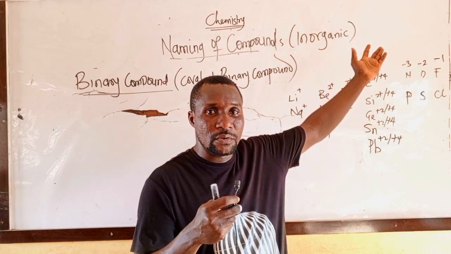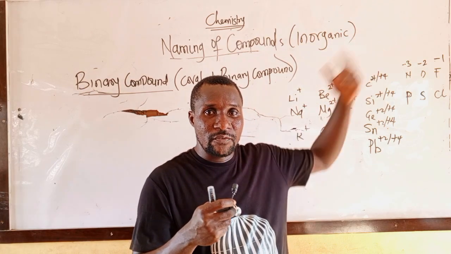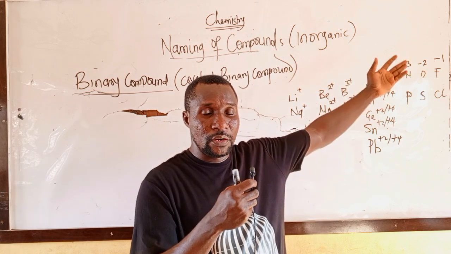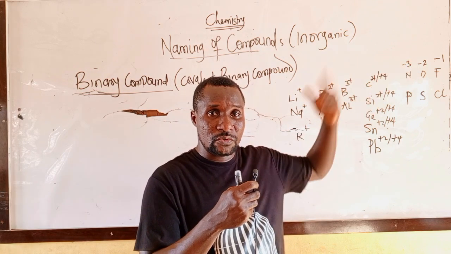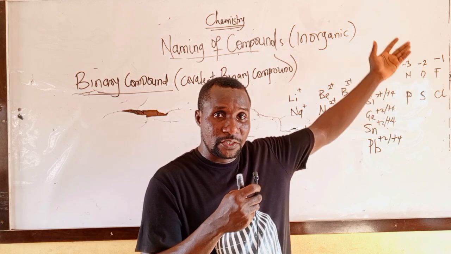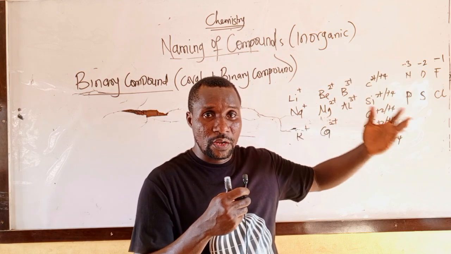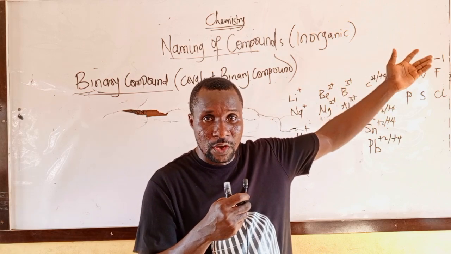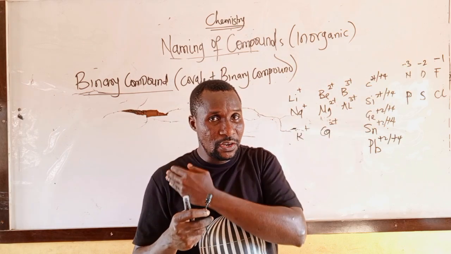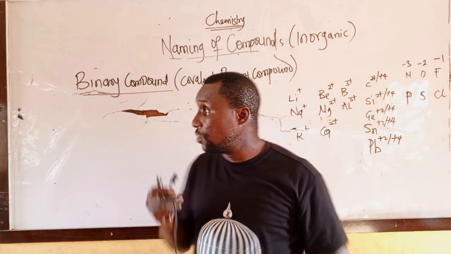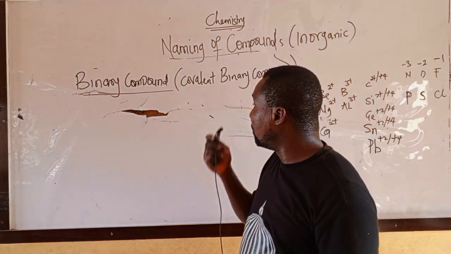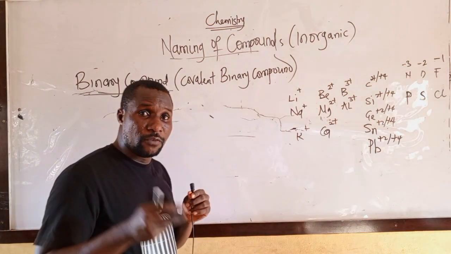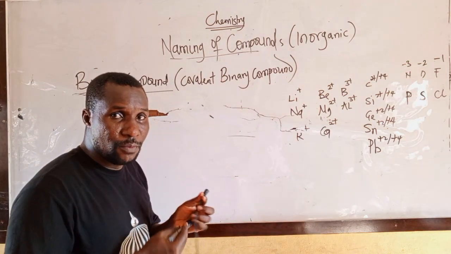We've done ionic binary compounds, where you have group 1 or group 2 metals reacting with non-metals. We've done transition binary compounds, where you have transition metals combining with non-metals. But today, in this third video of the series, we are looking at binary compounds under covalent compounds. That means a combination of two non-metals to form a compound.